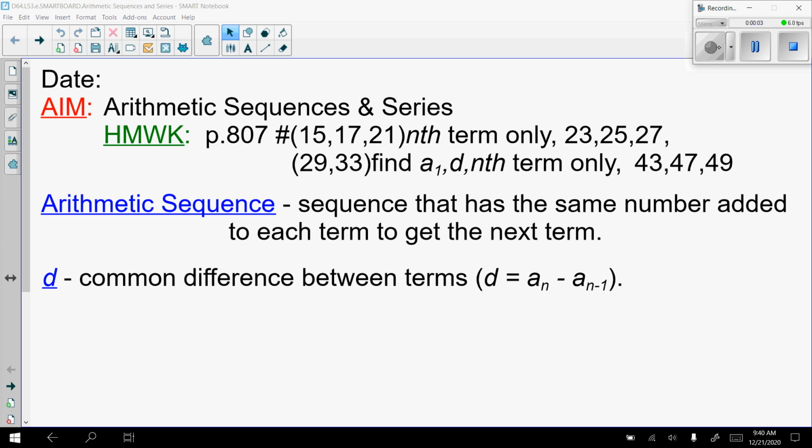AIM: arithmetic sequences and series. Please take a moment and copy down the notes. I will elaborate on them in a moment. Please pause the video and do so.